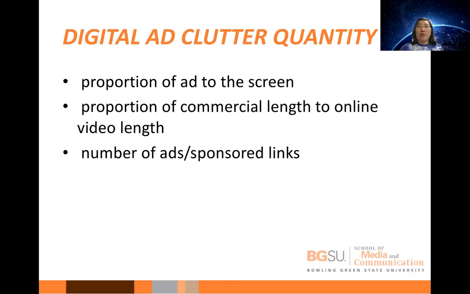So for measuring the quantity dimension of digital advertising clutter, you can use the following as a measure. One is the proportion of the ads to the screen in terms of size. Another is the proportion of the commercial link to the online video link, especially if you have video commercials. And also the number of ads and sponsored links, if you are doing banner ads or something like the sponsored links of search engines.